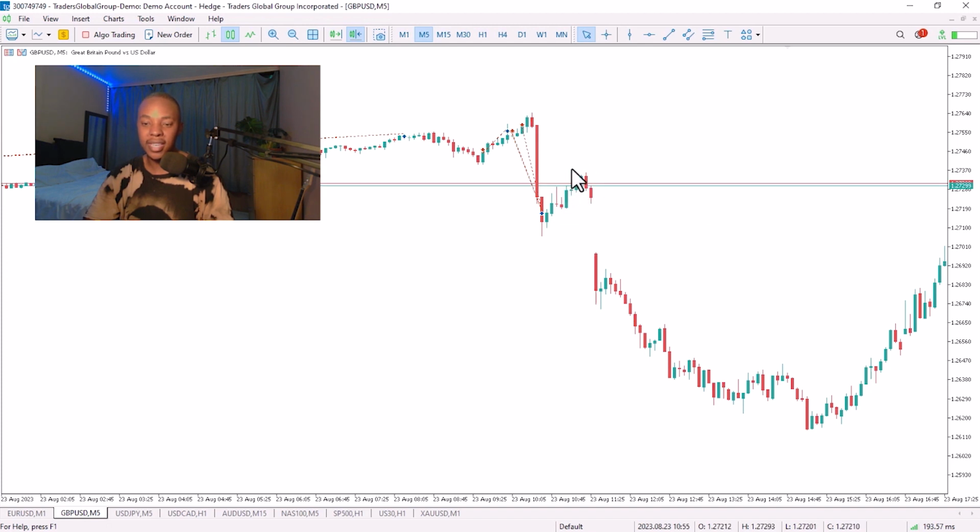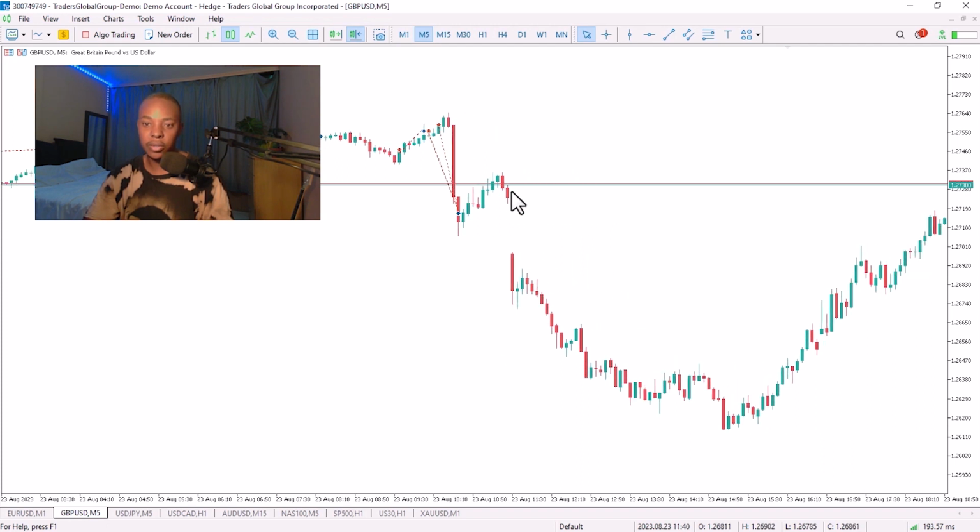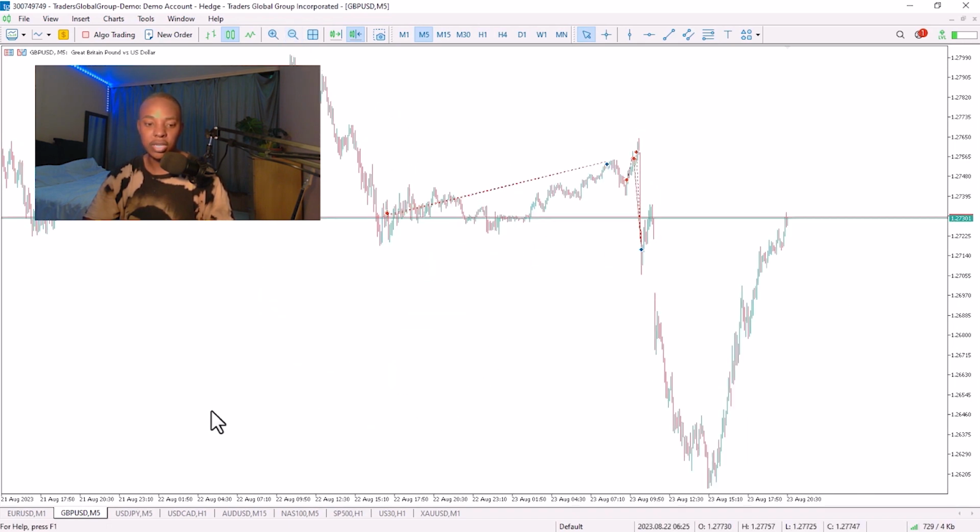I didn't re-enter again, and as you can see, it even skipped. We have this volume imbalance, which might be on my broker. Other brokers might have price printed there, but here there was no price printed. I just skipped. So that's what happened. That's the trade for today, the 3 trades I took on GBP USD today.